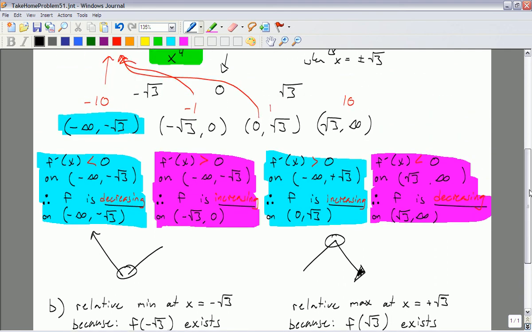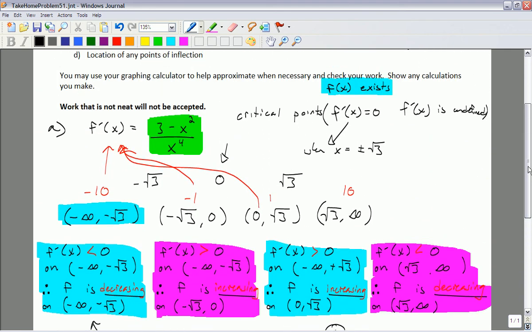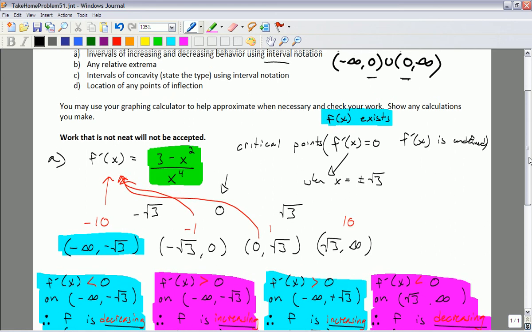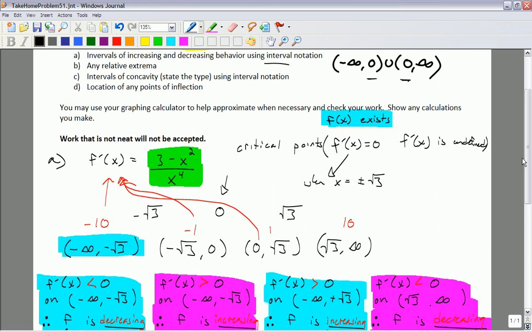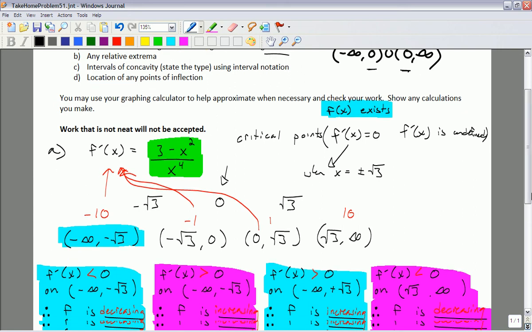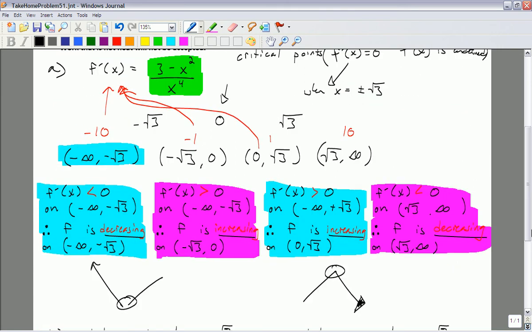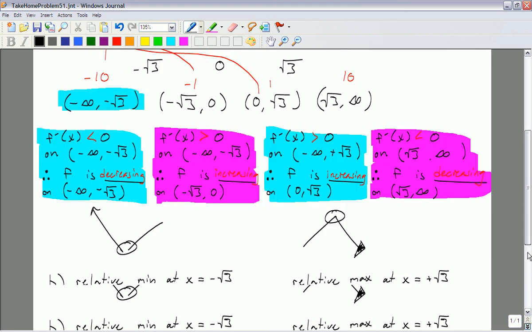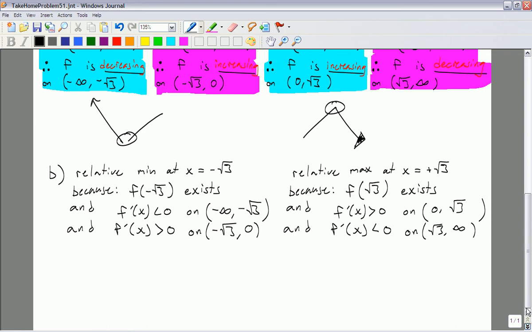So continuing on, we're going to go to intervals of concavity. So it's a lot like intervals of increasing and decreasing behavior. You're running the same test, you're just using the second derivative. So C, intervals of concavity. We need access to the second derivative. So the next thing I'm going to do is find the second derivative, and I can just jump right back out to Wolfram.